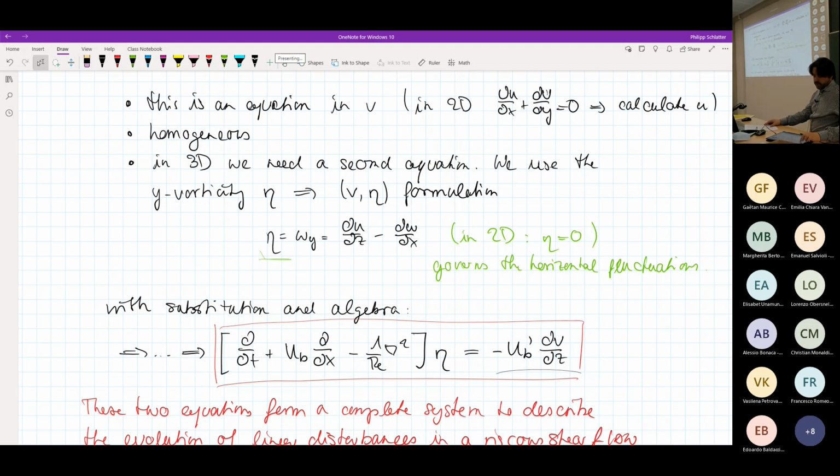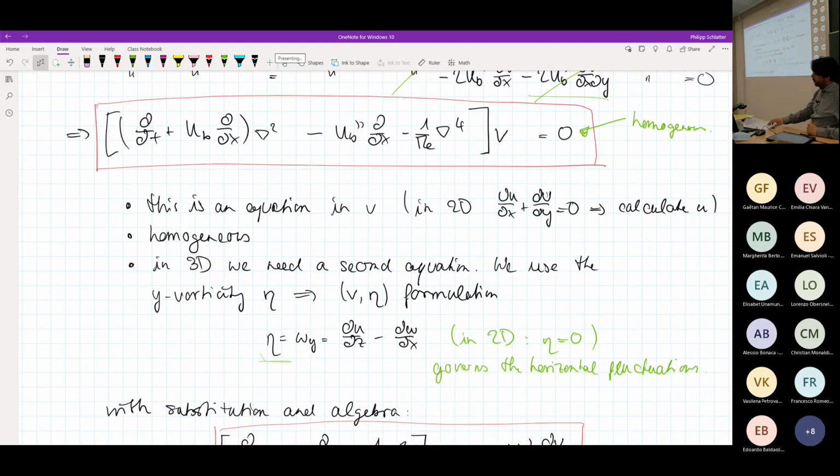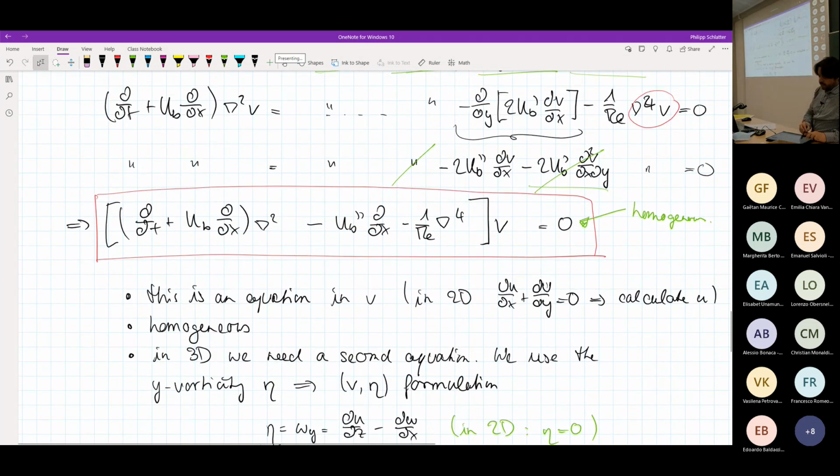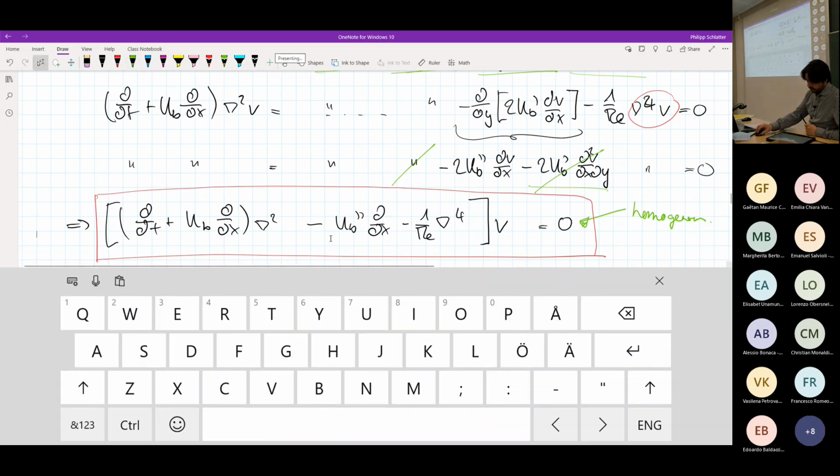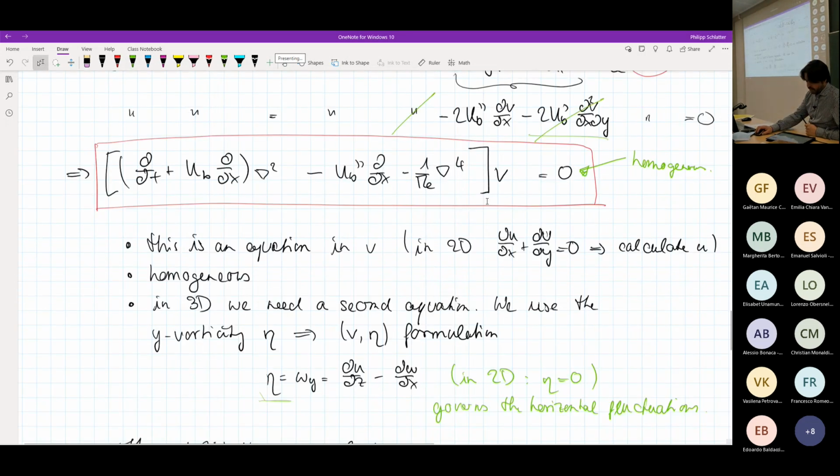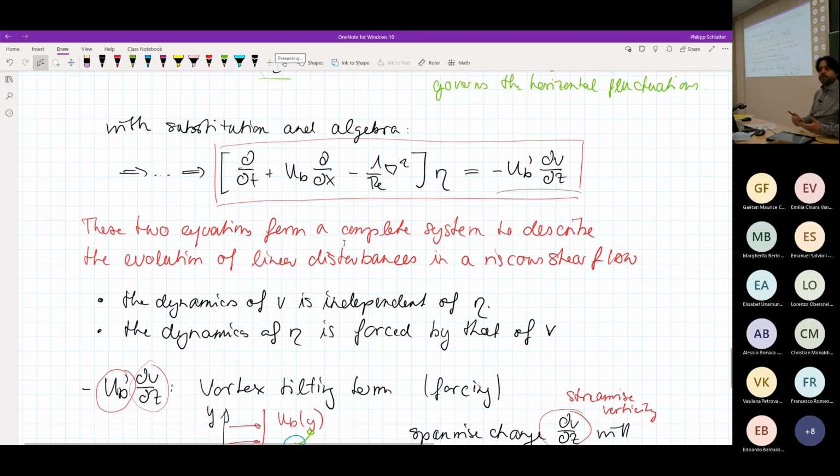Okay. So that means what have we obtained right now? We have the V equation and we have the eta equation. And as I wrote here in red, these two equations form a complete system for the evolution of a linear disturbance in the viscous shear.